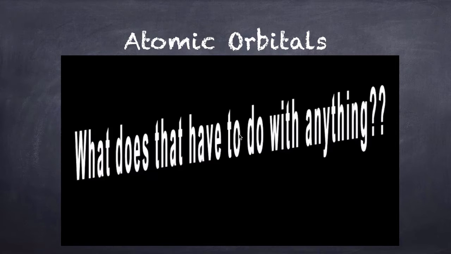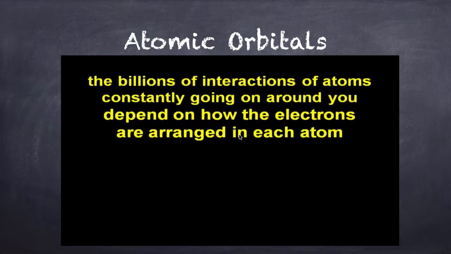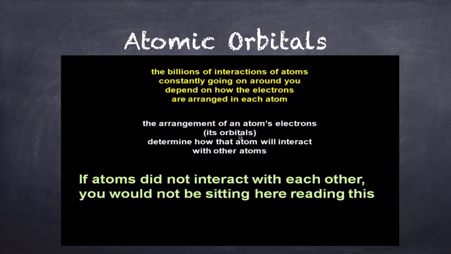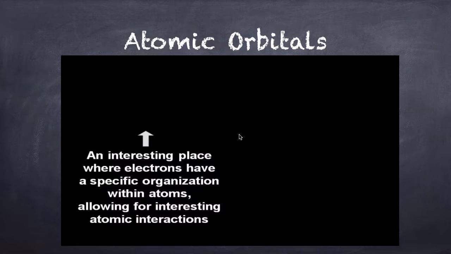So what, might you ask, does that have to do with anything? Why do we care about how electrons are arranged in atoms? Well, atoms are constantly interacting around you, on the Earth, and the solar system, and the universe. Those interactions depend on how electrons are arranged in each atom. That arrangement, its orbitals, determine how the atoms interact with other atoms. If atoms did not interact with each other, would you be sitting here reading this? Probably not. And there are interesting places that have these very specific organizations and these interesting atomic interactions. They're quite popular.